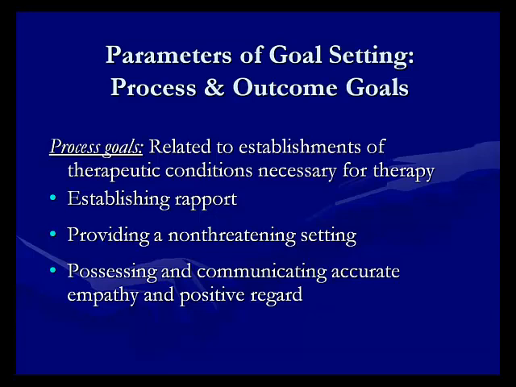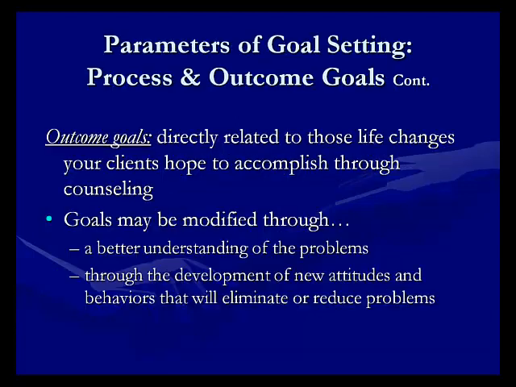So just as a review, the process goals relate to the establishing of therapeutic conditions that are necessary for therapy to take place. And in order to build the therapeutic alliance that is needed in the therapeutic context, we realize that we must establish rapport, provide a non-threatening setting, and possess and communicate accurate empathy and positive regard.